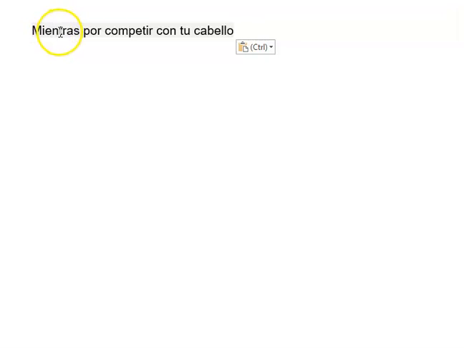So mientras, this would be one syllable there. Mientras, por, competir, con tu, cabello. So you see here that's 1, 2, 3, 4, 5, 6, 7, 8, 9, 10, 11.